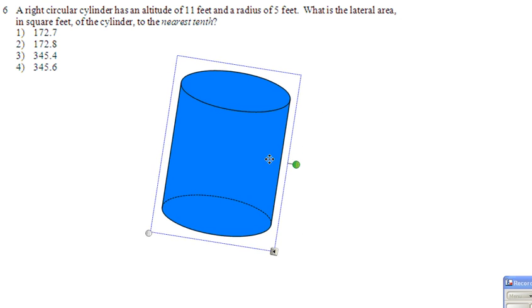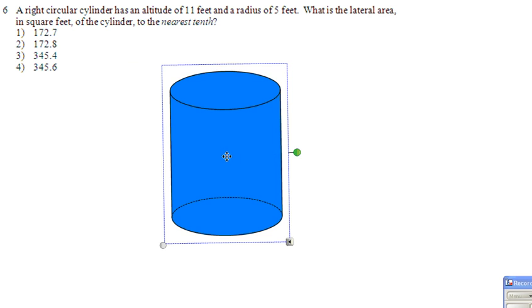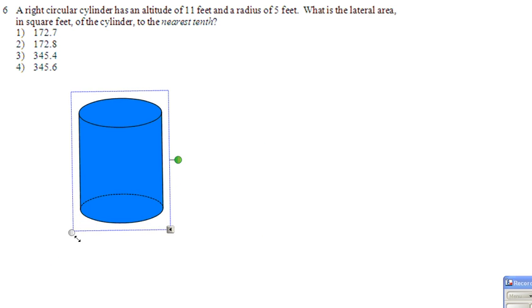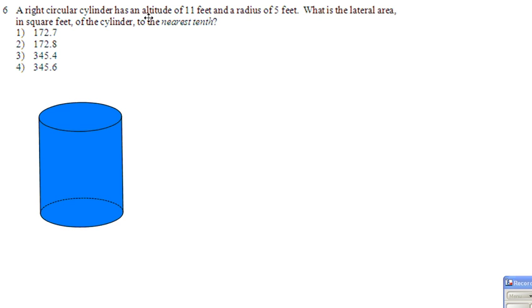Okay, so we have a right circular cylinder. Now, altitude being equal to 11. Radius here is equal to 5. That means what is the lateral area? Lateral area meaning the area on the side. How do you find the lateral area? That will be equal to 2 pi r, which is the perimeter of the circle. If you open this one up, it will be a rectangle, as we know, and multiply that by height. So that will be our lateral area.